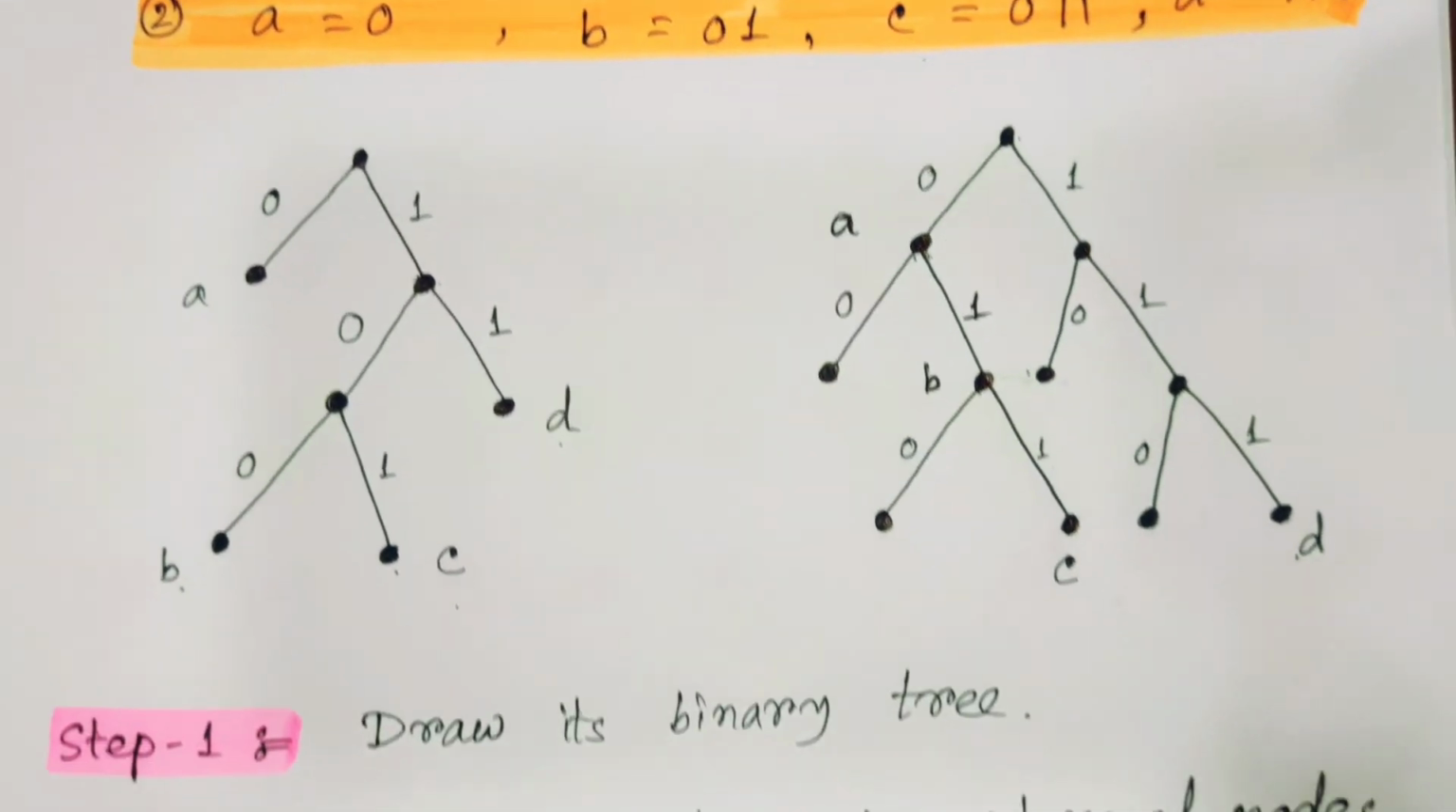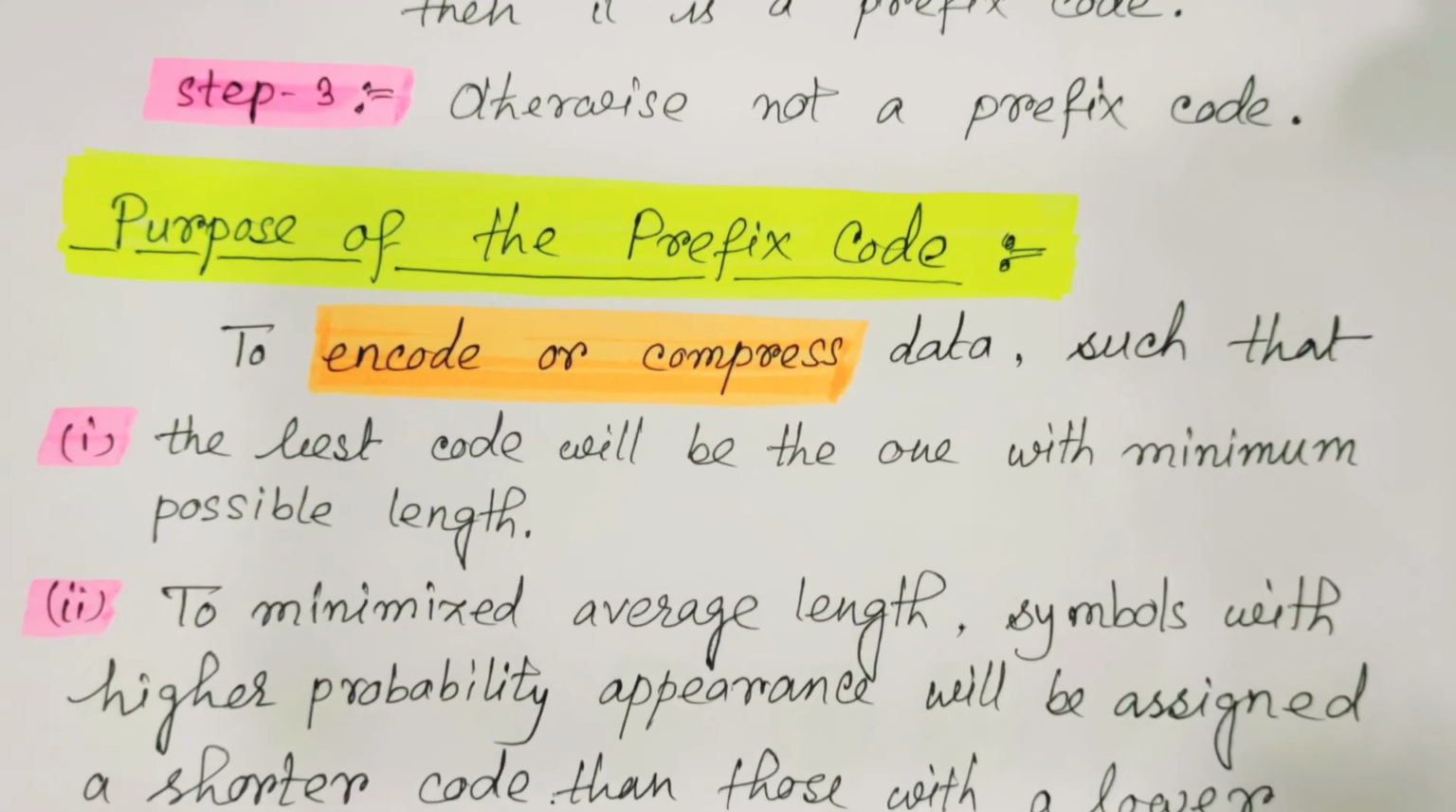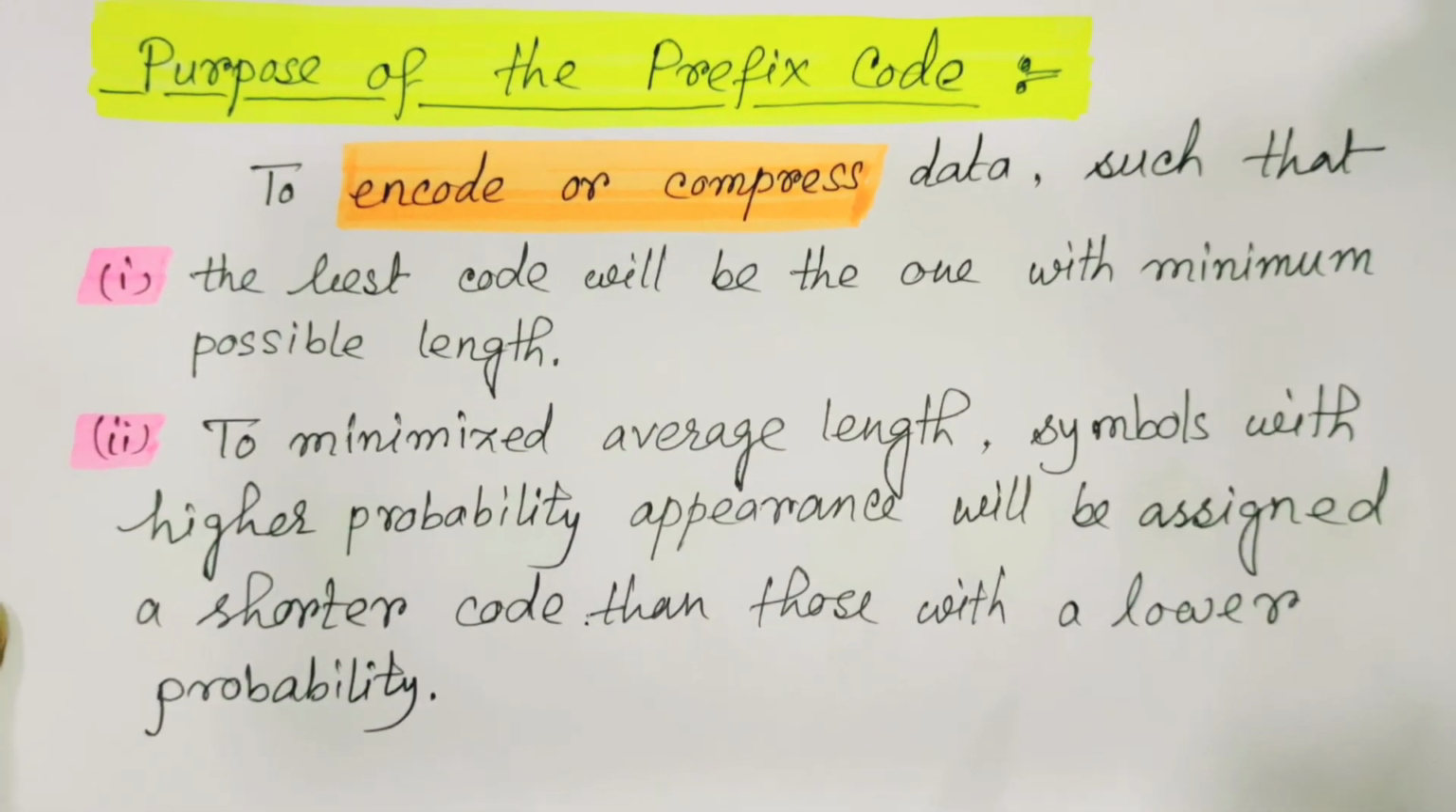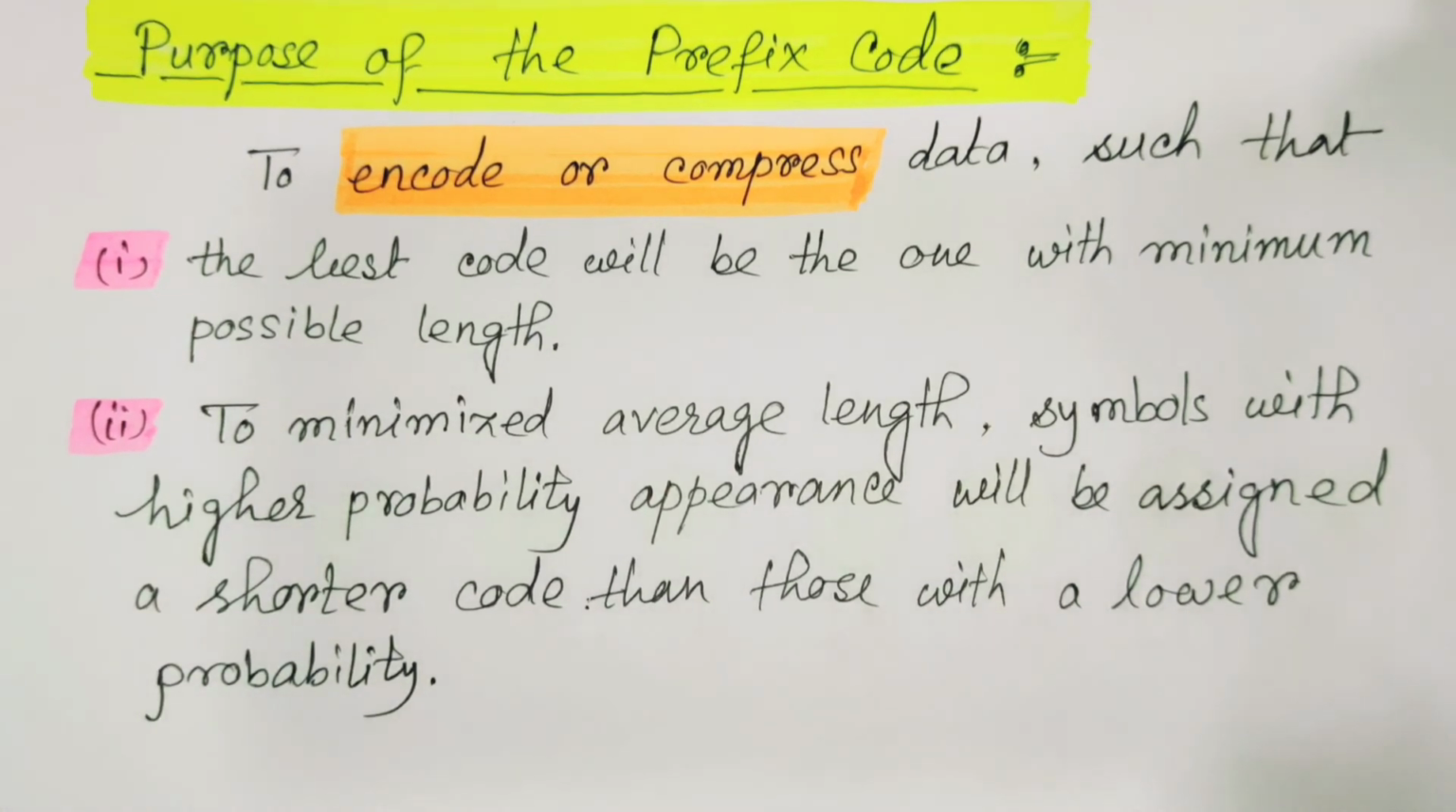Now we have found what a prefix code is, how to find the prefix code, and using this prefix code how to draw the binary tree. But what is the purpose of this prefix code? What should we do by knowing this prefix code? The main purpose of this prefix code is to encode or compress the data. One set of data is given. If we want to encode or compress this data, then we require this prefix code. Basically we require this for security purposes.